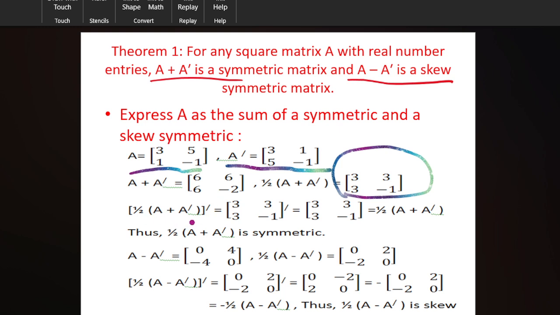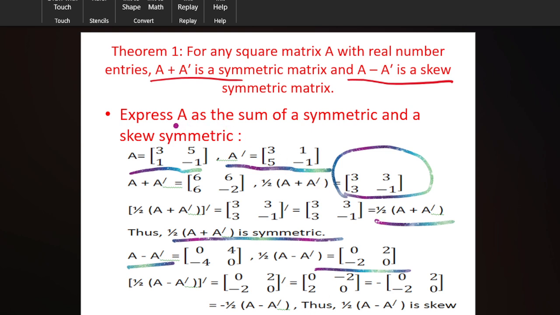Now half of A plus A dash, if we find, then you will get half of A plus A dash. Similarly, therefore half of A plus A dash is symmetric. And A minus A dash also we get skew symmetric. So half of A minus A dash also is skew symmetric.